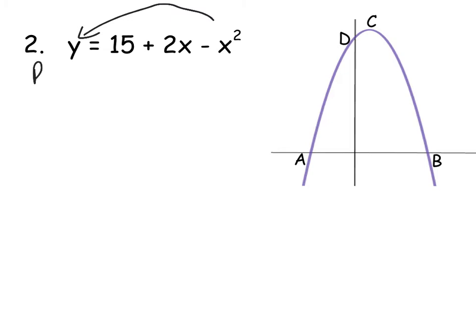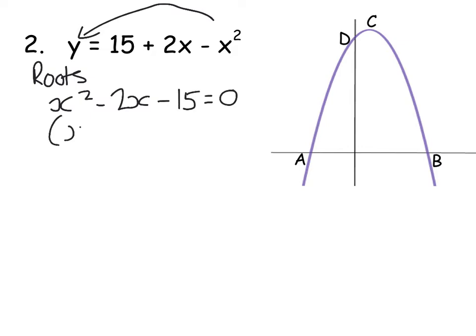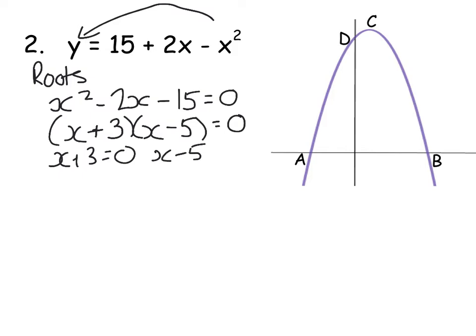So for your roots, remember that was putting y equal to 0 and factorising. So if y is 0, I can move everything over. So that would become positive x squared, negative 2x, and minus 15. Put it into your two brackets. Numbers that multiply to 15 are 3 and 5. They also make minus 2, but the negative will be with a 5. You then solve both of them equal to 0. And that gives us x equals minus 3, x equals 5, which again matches the picture.